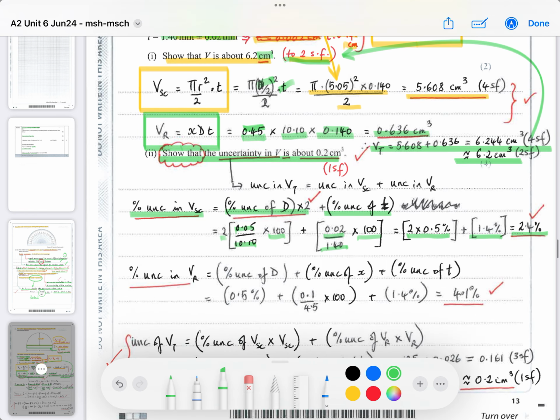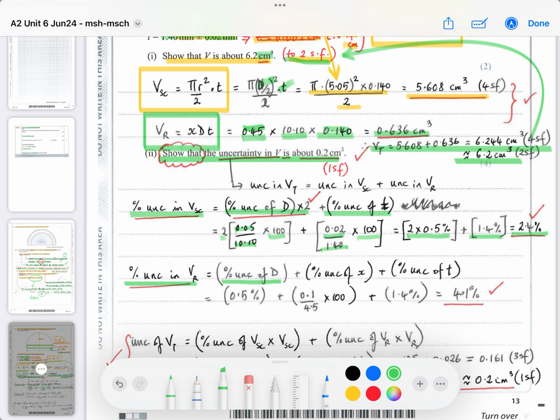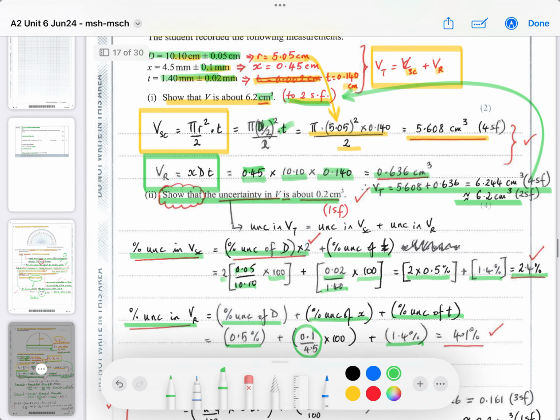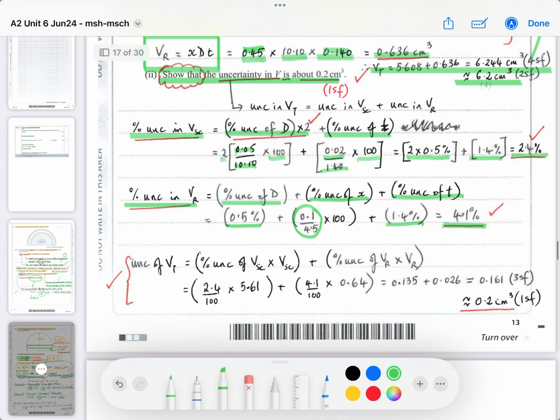You do the same for the uncertainty in the rectangular part. This time is no squared values, so it's percentage uncertainty of D, percentage uncertainty of X, and the percentage uncertainty of T. We did the T, we all know, is 1.4%. We know D is 0.5%, and you can likewise work out the percentage uncertainty of X by the values given. Here, it's 0.1 millimeter out of 4.5, so you can work out the uncertainties. When you add them up, it comes to 4.1%. So we now know the total percentage uncertainties of the two volumes. You've got to add the percentage uncertainties of the two values together.